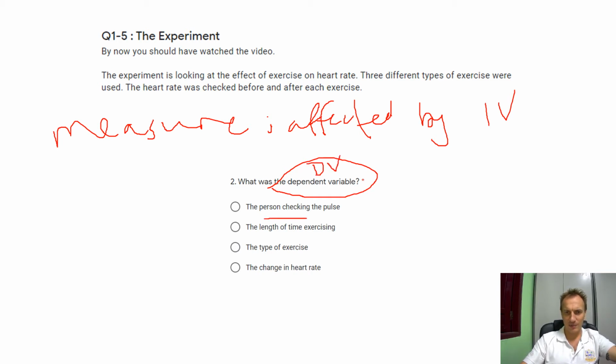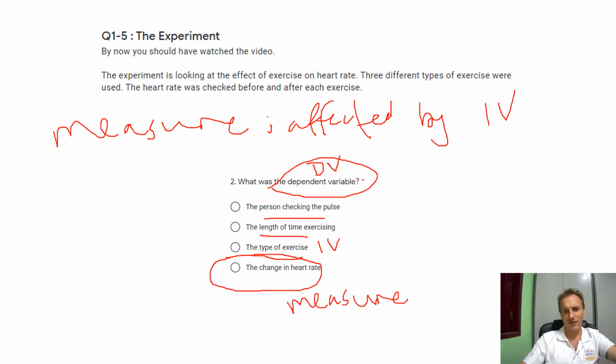So the person checking the pulse, this was not measured. This is not actually a dependent variable. The length of time exercising, this was always 1 minute. This was controlled. The type of exercise, well, that was the independent variable, so it cannot also be the dependent variable. The change in the heart rate was measured.